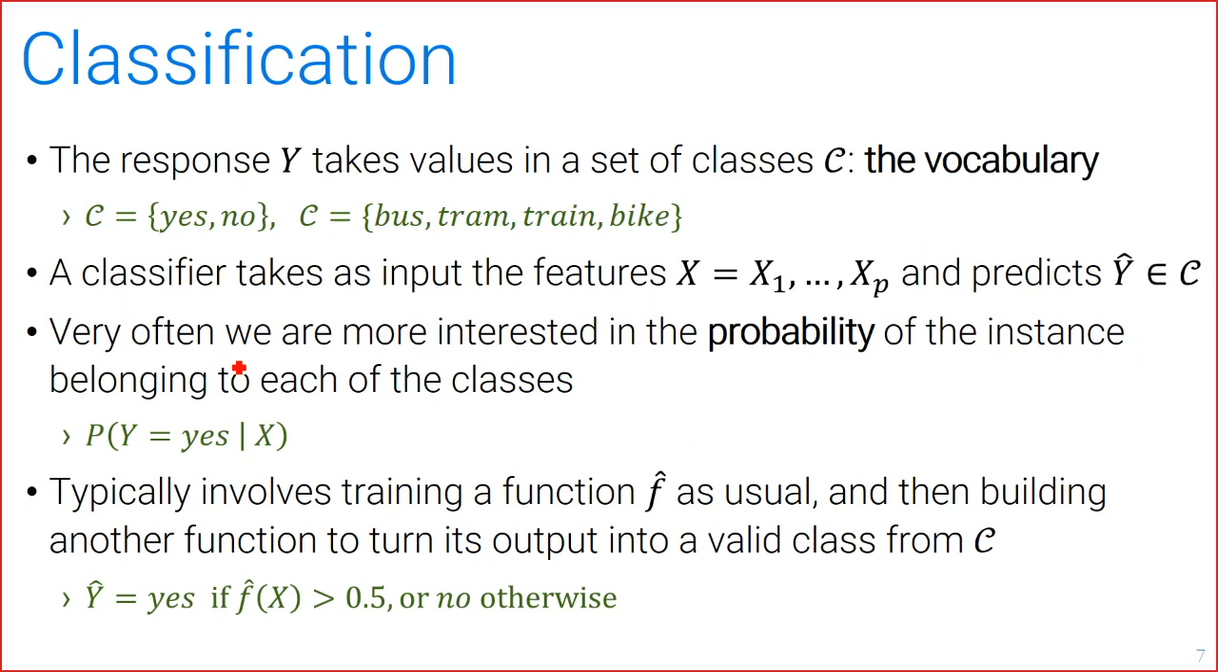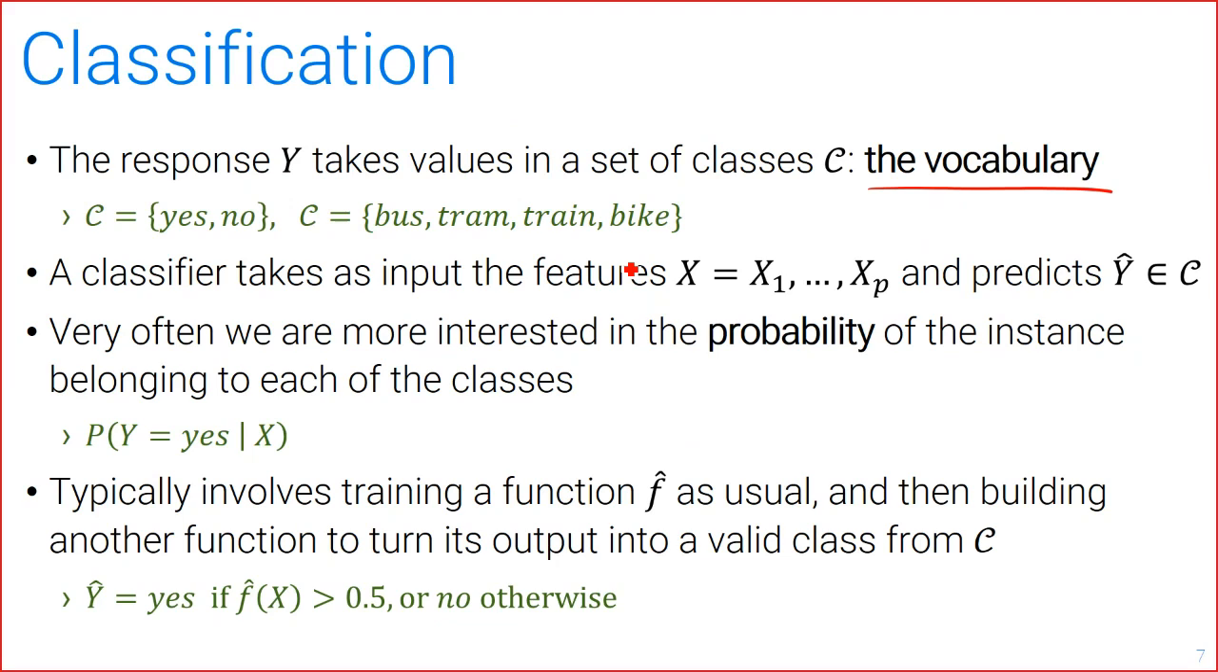And so in classification, again, the response takes values in a given set of classes, something that is fixed, and that's what we call the vocabulary. So what are the possible values that the response can take? You can think, for example, of a classification problem with which we try to predict some kind of yes or no, success or failure, default or non-default, things like that. Or it could be something more complex, like whether someone takes the bus, the tram, the train, the bike, etc. So this is the vocabulary.